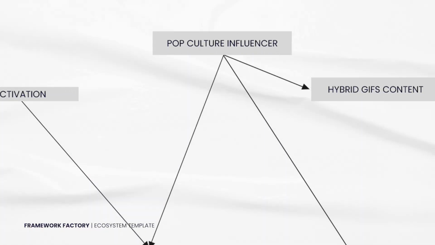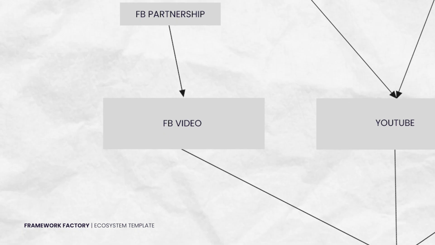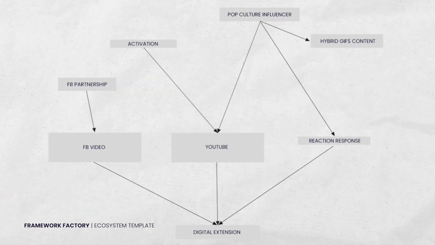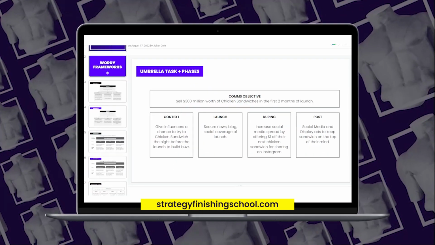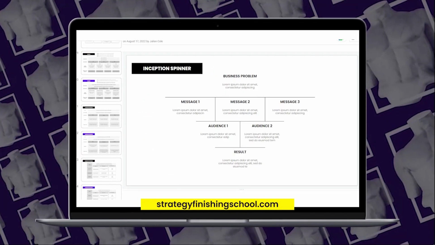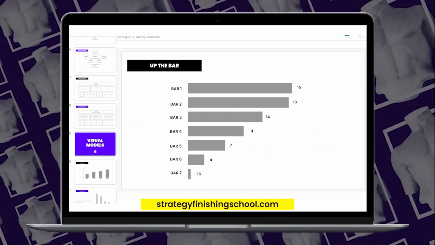The campaign ecosystem is your one page that illustrates the campaign flow and how all the creative executions seamlessly come together. I recommend to all the members in the Strategy Finishing School that they have a deck full of ecosystem examples. I share with them my framework factory, which has over 50 examples of frameworks they can use so they never start with a blank piece of paper.